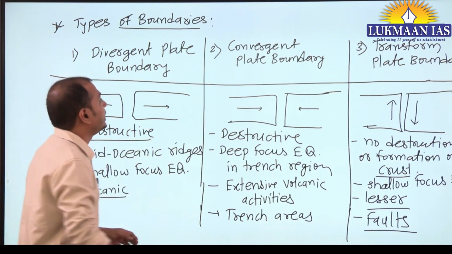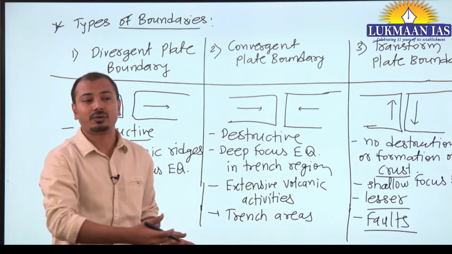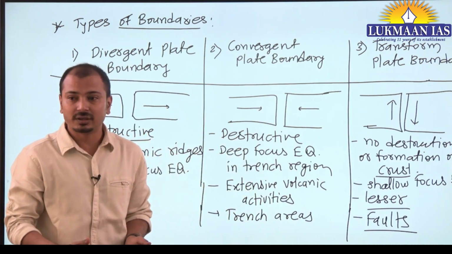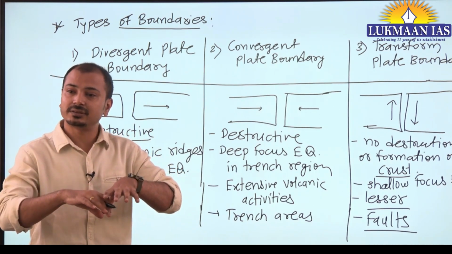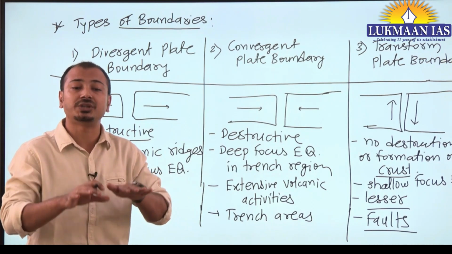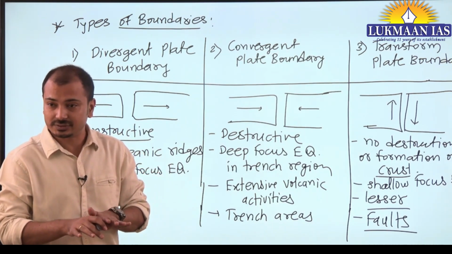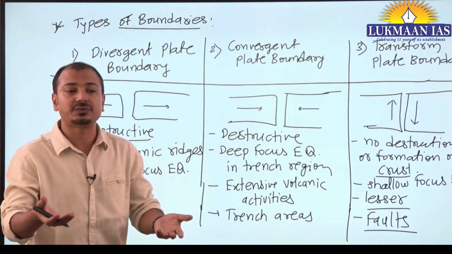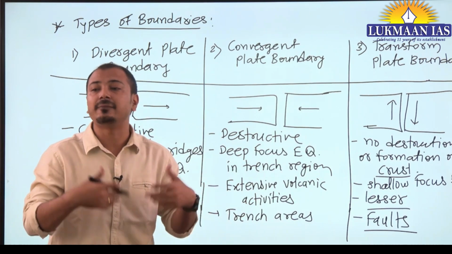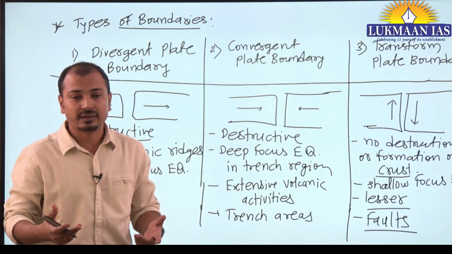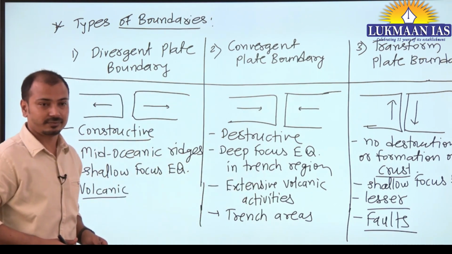Now, within this convergence, there will be three types of convergence, because there can be continental convergence, oceanic convergence, and continental-oceanic convergence. Different types of plates will converge, leading to different types of landforms and processes. So that's why again, in detail, we have to learn about them.